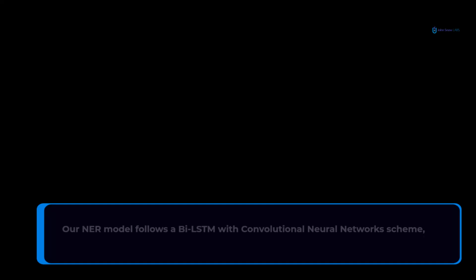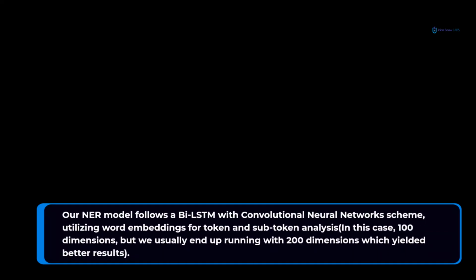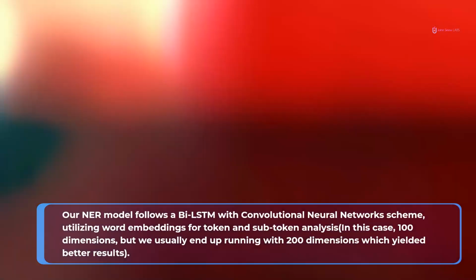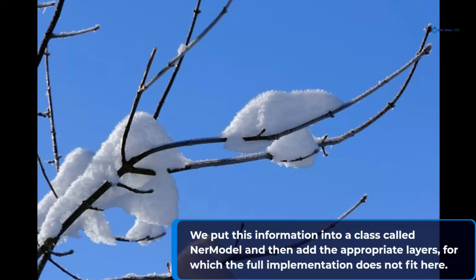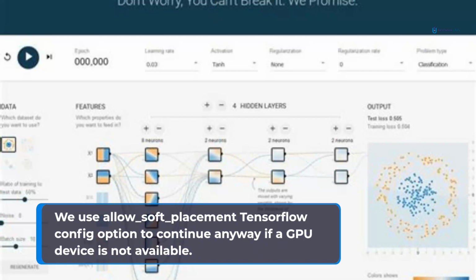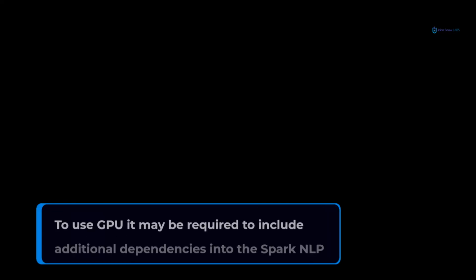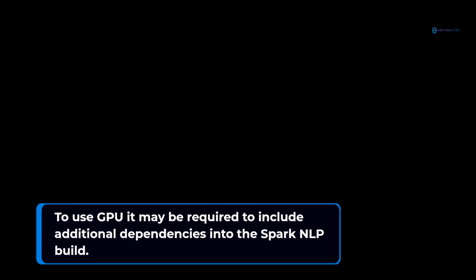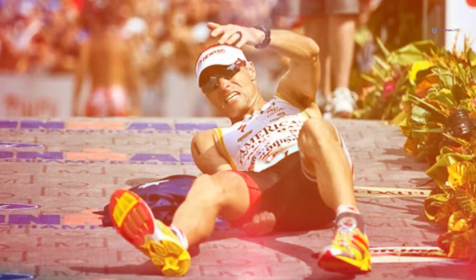Our NER model follows a Bi-LSTM with convolutional neural networks scheme, utilizing word embeddings for token and subtoken analysis, in this case, 100 dimensions, but we usually end up running with 200 dimensions which yielded better results. We put this information into a class called NER model and then add the appropriate layers, for which the full implementation does not fit here. We use allow_soft_placement TensorFlow config option to continue anyway if a GPU device is not available. To use GPU, it may be required to include additional dependencies into the Spark NLP build.